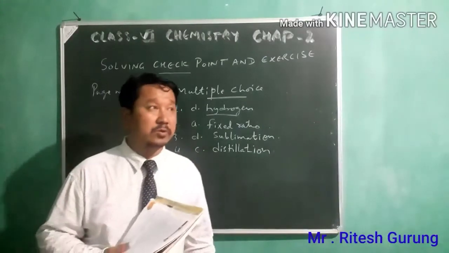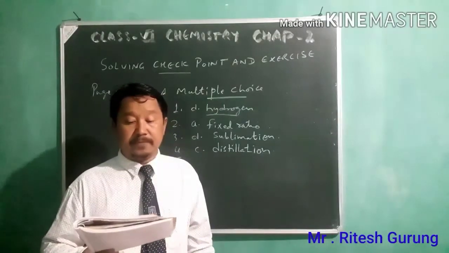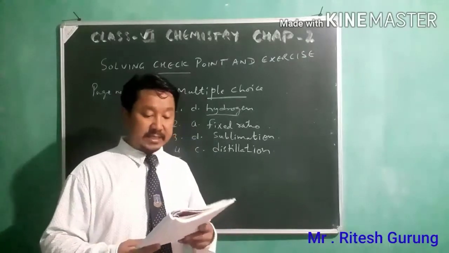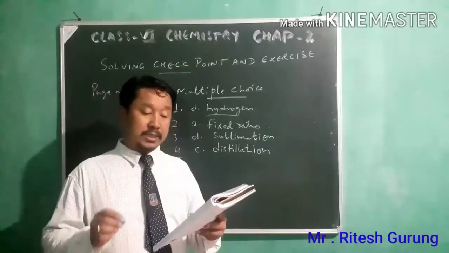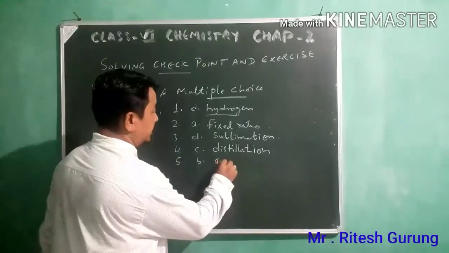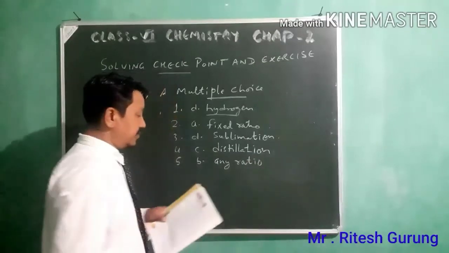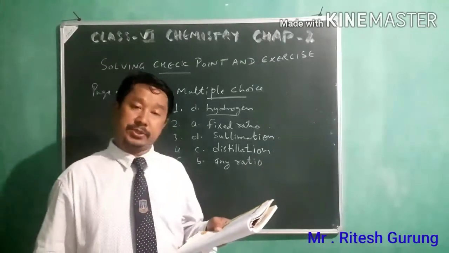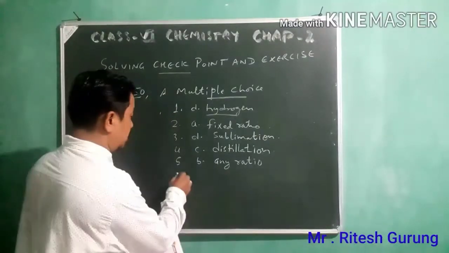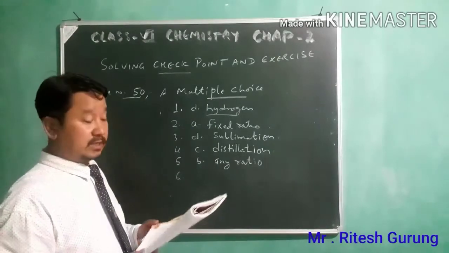I must have told you the definition of mixture and the properties of mixture. See the answer: the constituents of a mixture are present in any ratio. Option number B, any ratio. You cannot say a fixed one. So the ratio or the quantities of the components in the mixture can be anything.